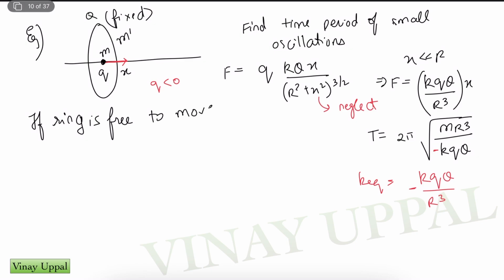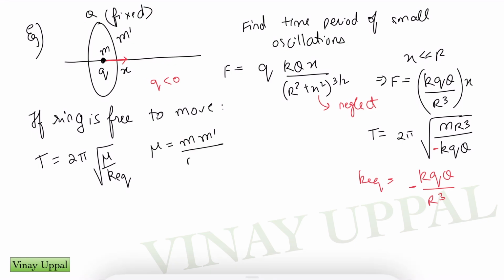So if the ring were free to move, then this becomes a two-body SHM. In two-body SHM, we know the time period is 2π√(μ/K_equivalent). This is a standard formula that you should know from your study of SHM, where μ is the reduced mass. So μ here would be mm′ divided by m + m′. This is your reduced mass, and K equivalent will simply be this thing.